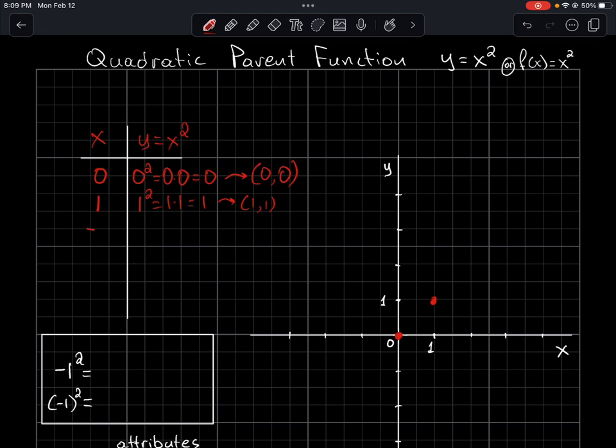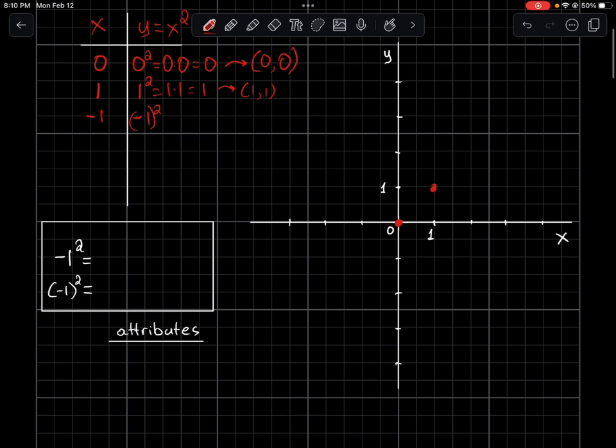And let's see what happens. So negative 1. Now here there's a big common mistake. A lot of the students will write it like that, negative 1 squared, and that would be a mistake. The correct expression would be negative 1 in a parenthesis squared. So let's see why. Let's see the difference between negative 1 squared and negative 1 in parenthesis squared.